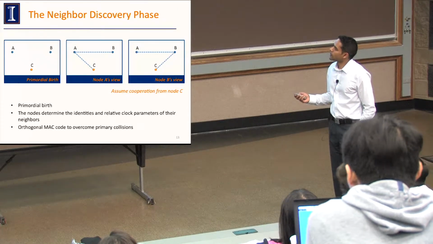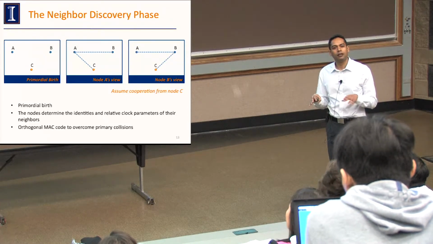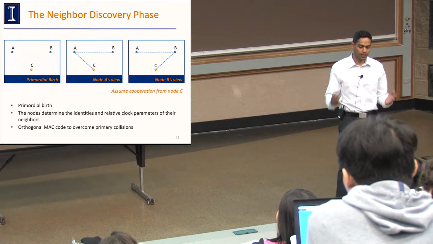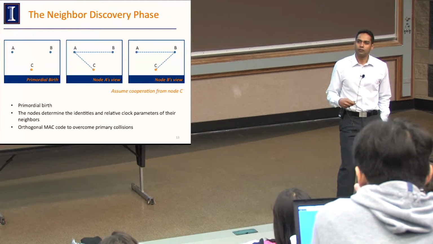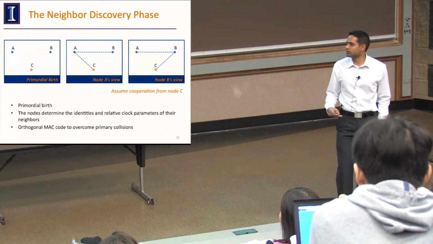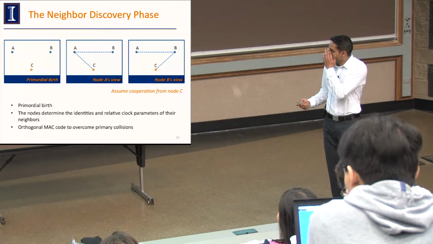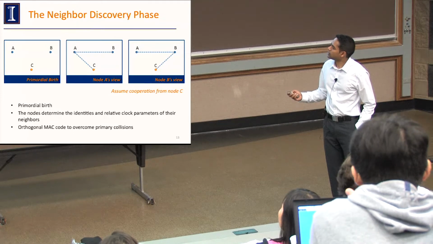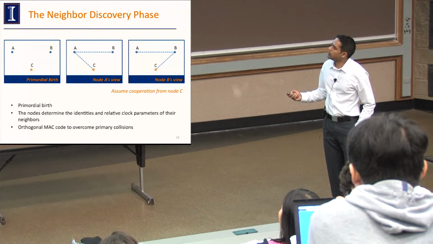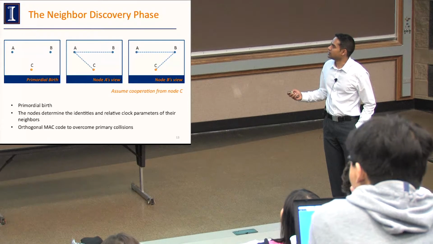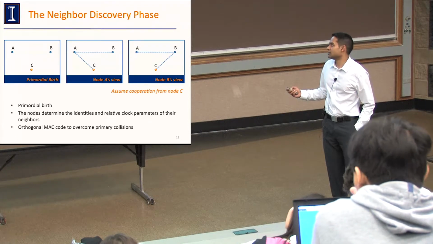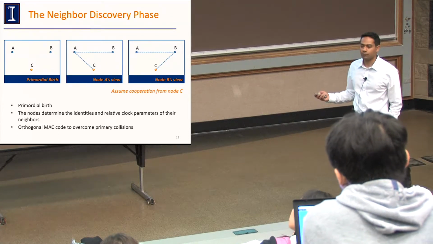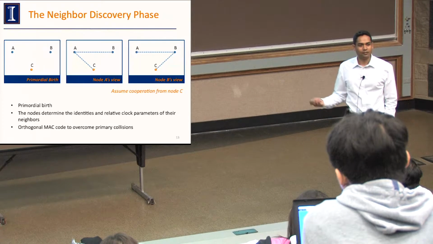So in the neighbor discovery phase, basically the nodes try to take a tentative step towards forming a network. They try to learn who their neighbors are. They try to learn the clock parameters of their neighbors. And at the end of the neighbor discovery phase, node A will know that its neighbors are nodes B and C, and node B will know that its neighbors are A and C. And we're assuming that node C, though bad, is cooperating because otherwise it's not very interesting.